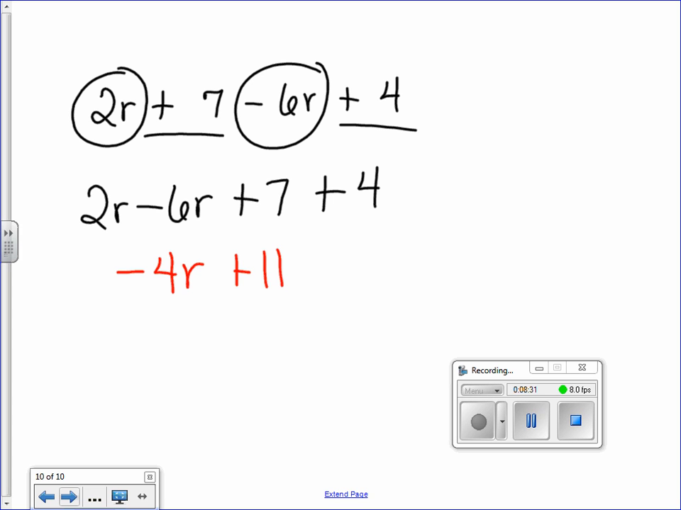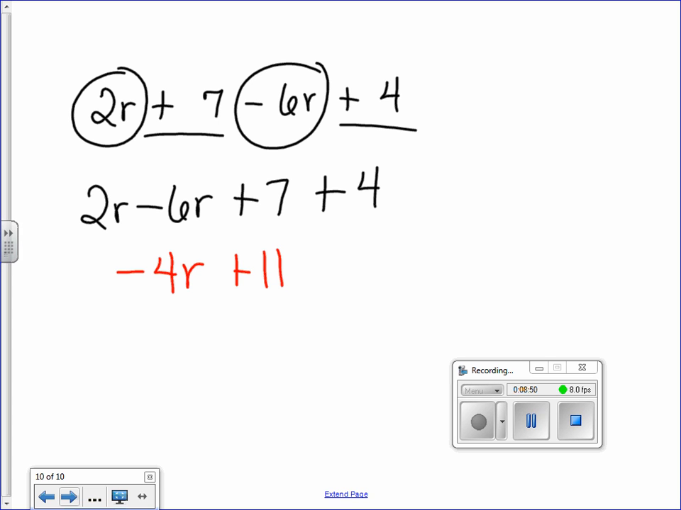Can this be simplified any further? Are there any like terms? Are there any parentheses? Can I figure out what r equals? Who said yes? Who said it? Who said yes? After class, while you're walking out, you're getting whipped with the flip-flop.